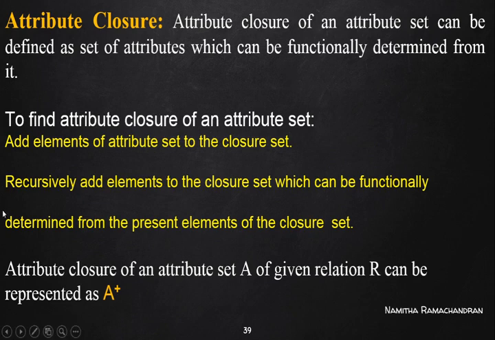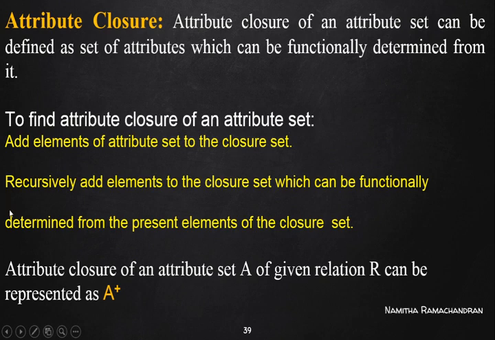So here we have the steps to find out the attribute closure simply. In order to find the attribute closure of a given set, we need to follow these steps. First, add the elements of the attribute set to the closure set. This closure set becomes the final resultant set. So you are provided with a set of attributes and asked to find the closure set of the given set. The first step is to add all the elements of the given set to the resultant closure set.